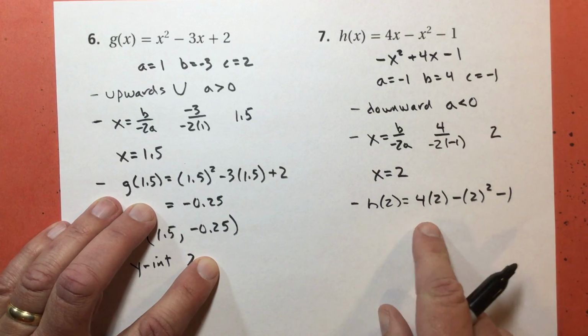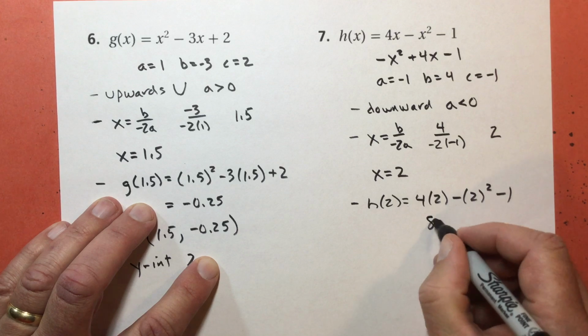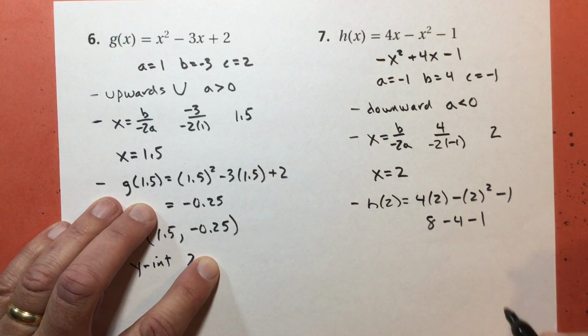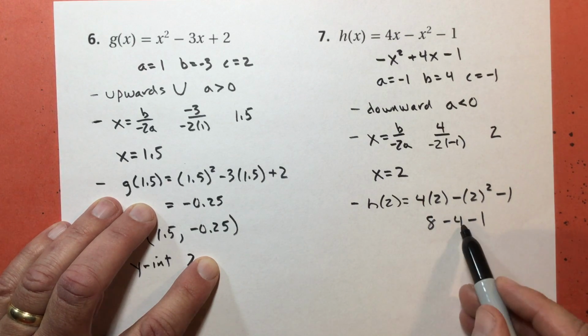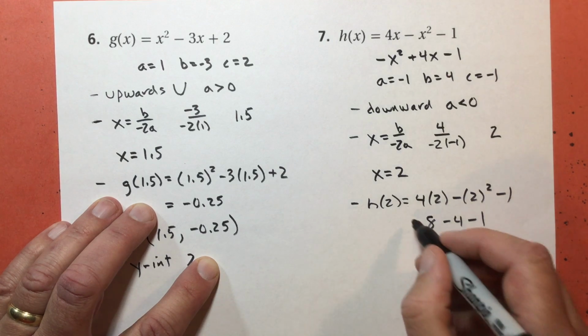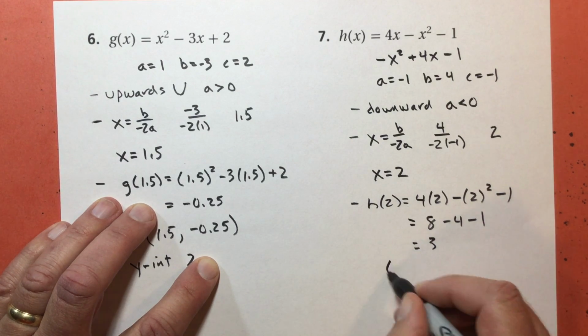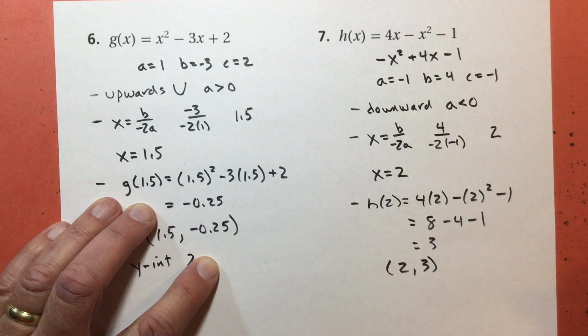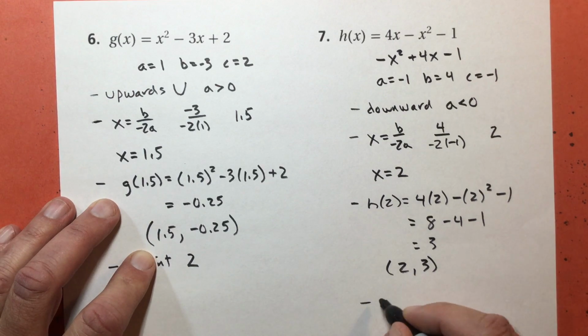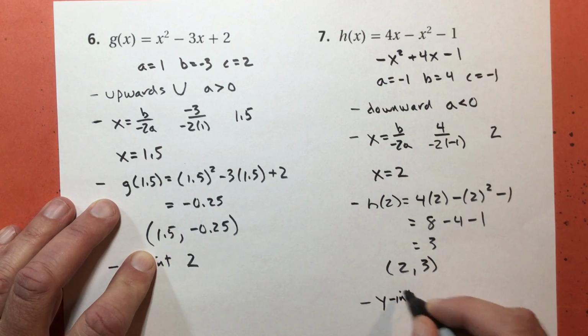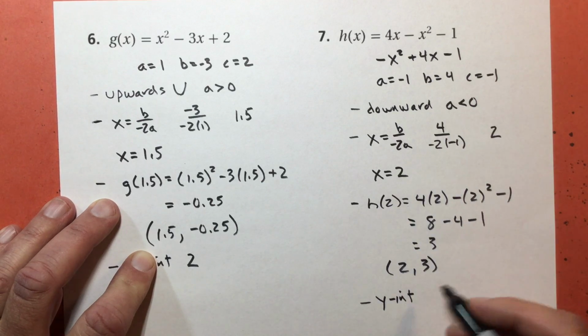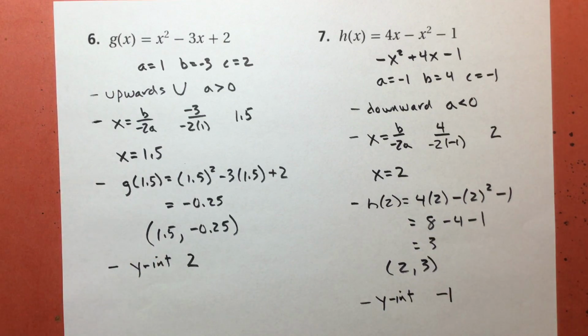And again, you can do it on the calculator, but this one we can do. This is 8, subtract 4, subtract 1. 8 subtract 4 is 4, 4 subtract 1 equals 3. So my vertex is 2, 3. And finally, my y-intercept is just that one right there, -1.